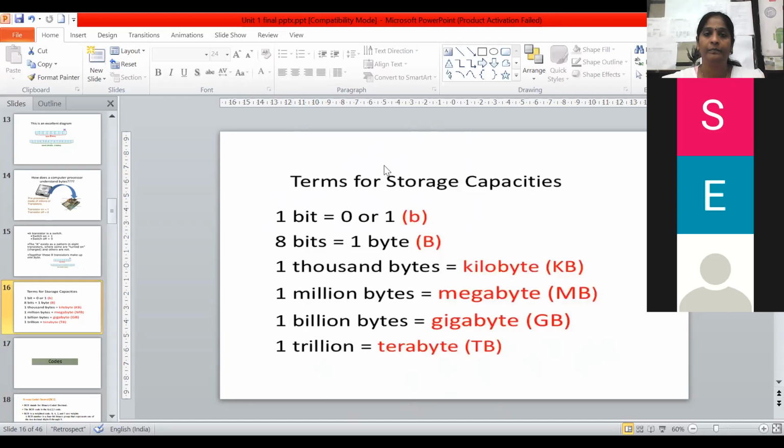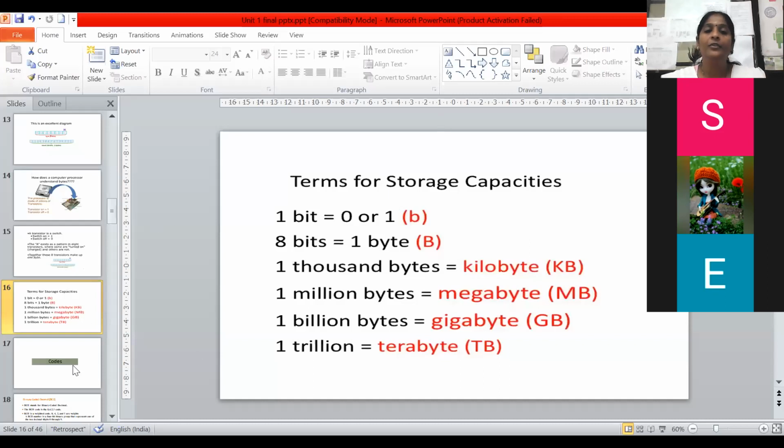Am I audible? Ma'am. Am I audible, Yes, Ankita? ma'am. Yes, ma'am. Okay. If you don't have any query, Yes, ma'am. Audible. okay, no problem, Ankita.